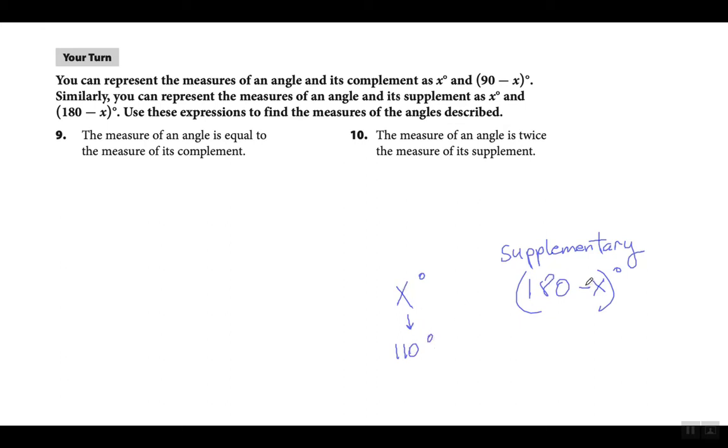Okay, its supplementary angle would have to be 70 degrees, because when I add them, it has to equal 180. How did I get 70 degrees? In my mind, I'm doing 180 minus whatever this one is. 180 minus 110 is 70.